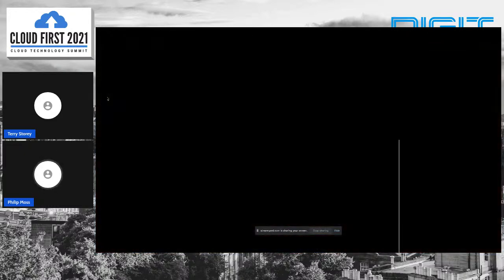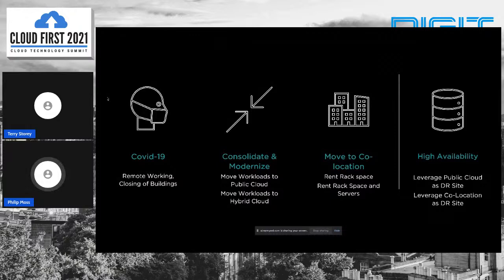Now, I've given some conceptual stuff, now let's think about what's actually driving the move towards this cloud-first strategy. Unsurprisingly, there's been a global pandemic, which I think we've all been aware of recently, and at some point it might end, but we're all getting there, I'm sure. But obviously that's driven a move to remote working and closing of buildings. That's driven organizations to really need a unified management experience. That's driven organizations to need to consolidate and modernize so that their IT estates can work seamlessly between their on-prem and their public cloud infrastructures.